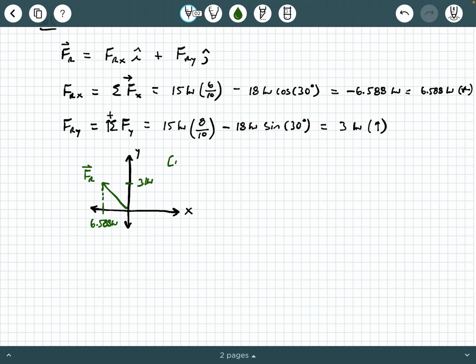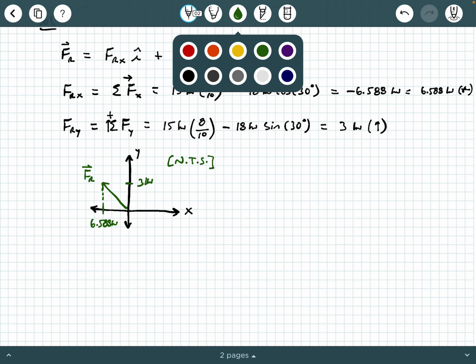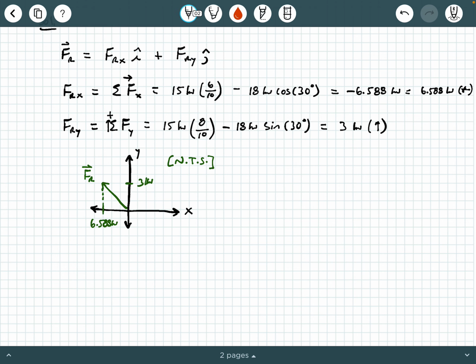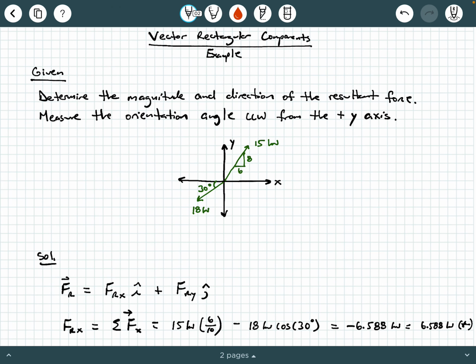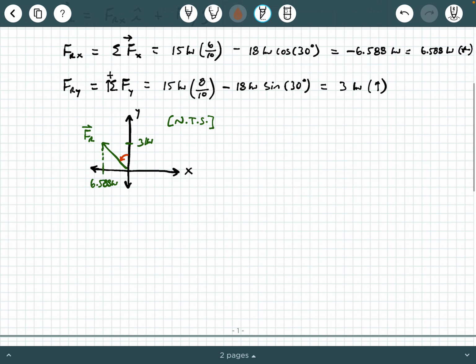And you could put a little note here, NTS, not to scale, because this is clearly not to scale. My 6.588 dimension really should be twice as long as this 3 kilonewton dimension. But it's okay to write this not to scale right now, because at this stage, you don't really know what the orientation is, although we can get it pretty quickly. So that orientation angle is going to be right here. We said it's going to be measured counterclockwise from the positive y-axis. So it's measured like I've shown here, and that's theta sub r.